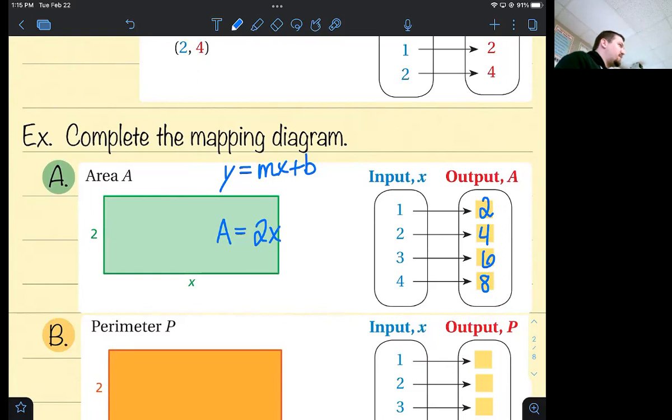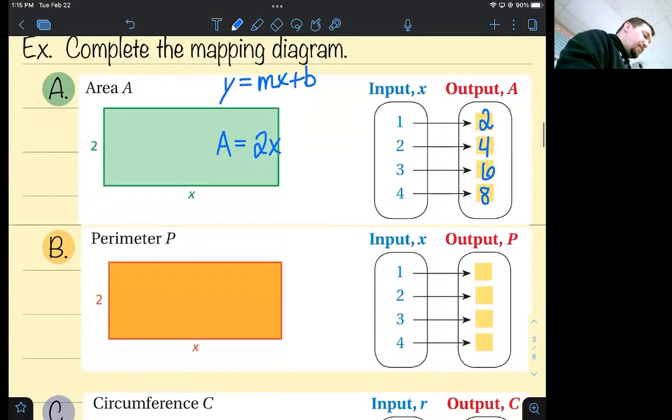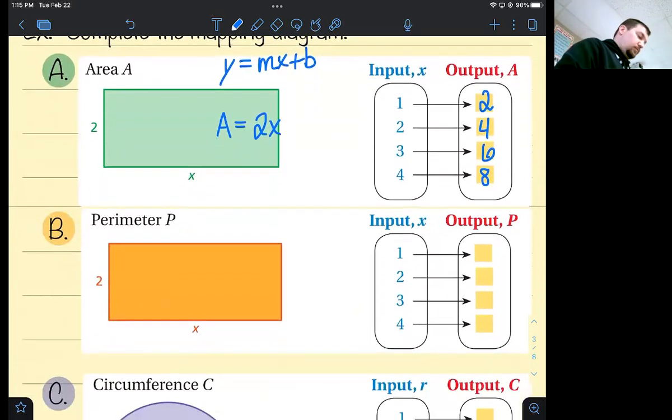If I were to graph this, what does that look like, Julia? That's exactly right. It starts from the origin. And that makes sense. If my length is 0, I'm not going to have an area. So (0, 0). It makes sense they would start there. So there's my slope-intercept function for the area of this rectangle, because not all rectangles are going to have a width of 2.